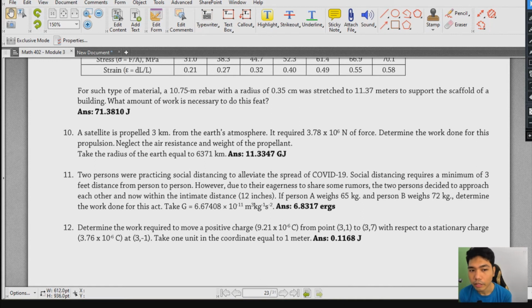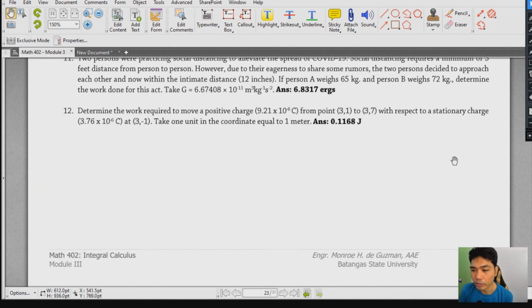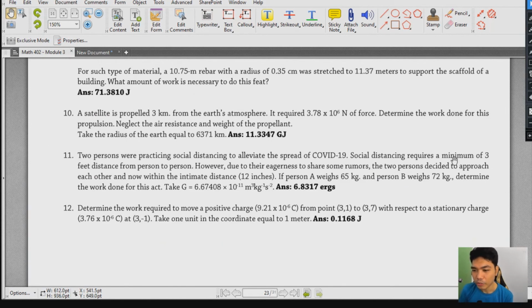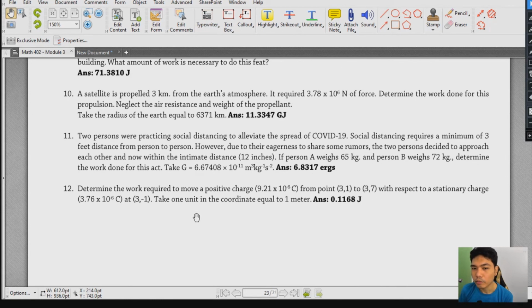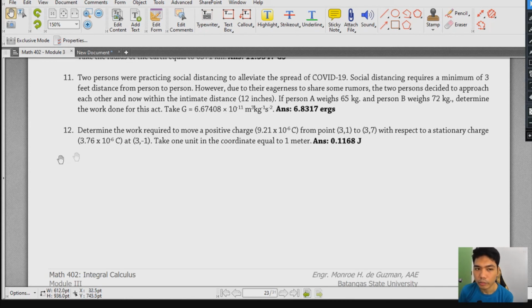Okay, and finally, number 12. Is this really the last? Okay, so that's the last problem for the application. Because application 2, and this is part 1 of application 2. So, determine the work required to move a positive charge. So, we're in Coulomb's law now. 9.21 times 10 to the negative 6 from 0.31 to 37 with respect to a stationary charge 3.77 times 10 to the negative 6 coulomb at 3, negative 1. Take 1 unit of the coordinate equal to 1 meter.